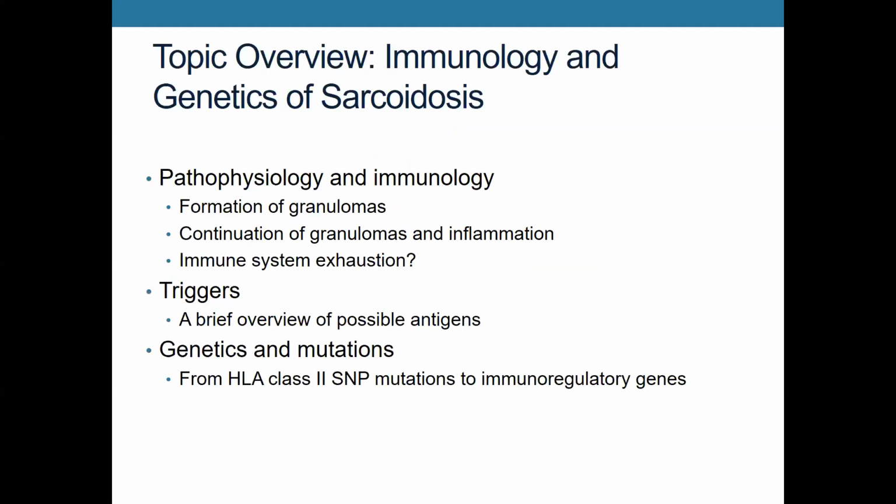So just a quick overview, we'll go over a little bit of the immunology and formation of granulomas, as well as the continuation of granulomas and inflammation that we see in sarcoidosis, including a quick touch on the thought of the immune system exhaustion that can occur. We'll take a brief overview of possible antigens that can trigger sarcoidosis, as well as take a look at some of the genetics, epigenetics, and mutations that have been associated with sarcoidosis.